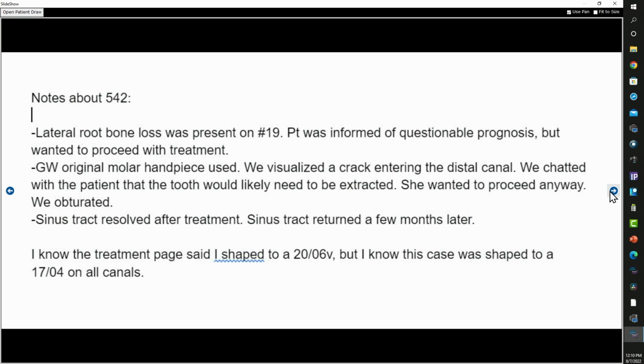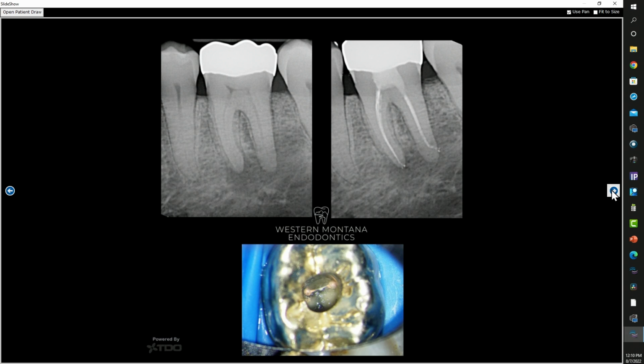He did use the general wave molar handpiece on it. He did visualize a crack. The sinus tract went away, but then came back. So he extracted the tooth. These are his clinical photos.